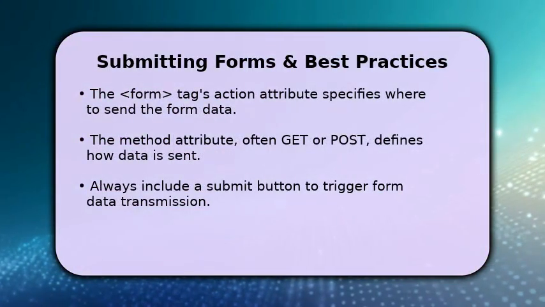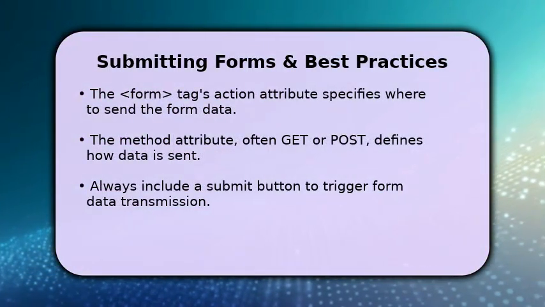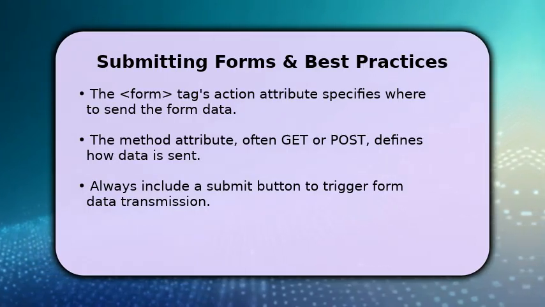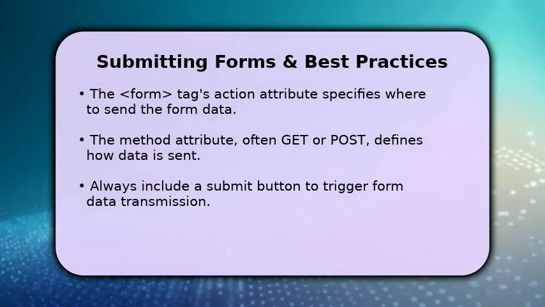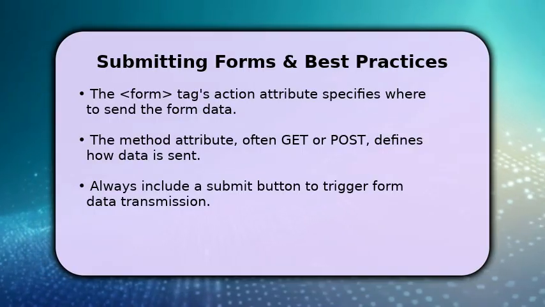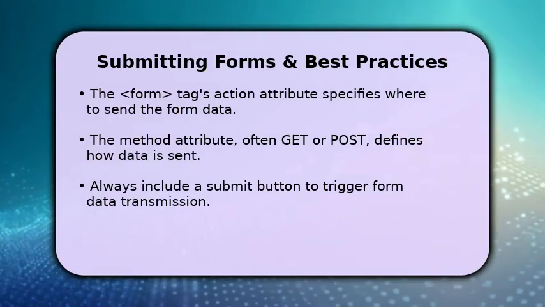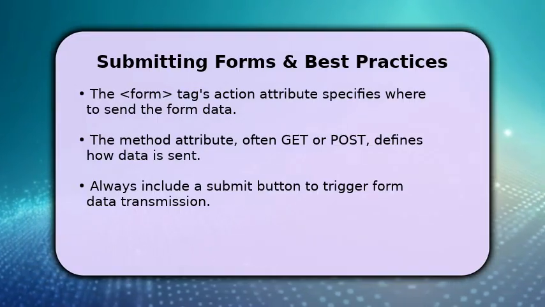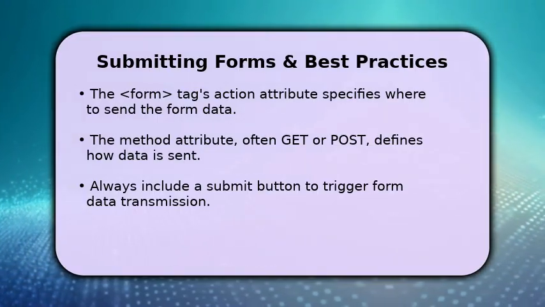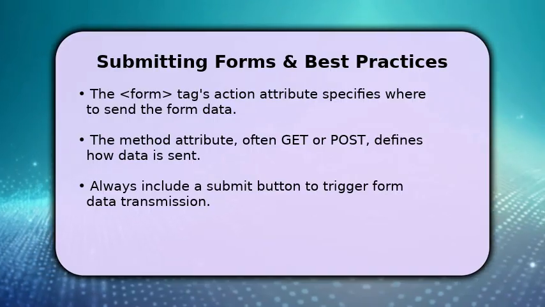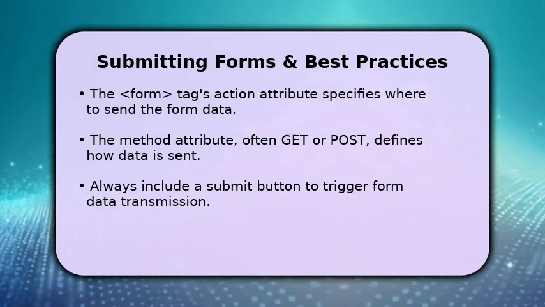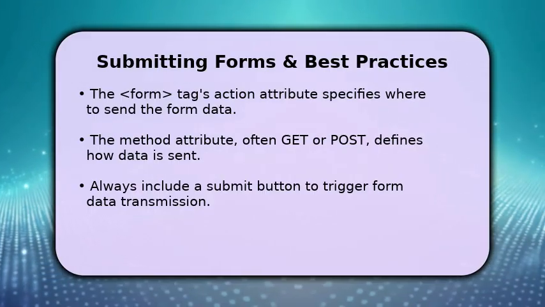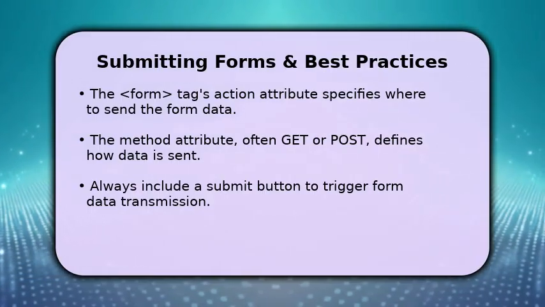Finally, let's talk about how forms actually send data. The form tag has two crucial attributes, action and method. The action attribute tells the browser where to send the collected data, typically to a server-side script. The method attribute, usually set to GET or POST, determines how that data is transmitted. And of course, every form needs a submit button, which is the user's cue to send their information. Always prioritize clear labels and client-side validation for a smooth user experience.